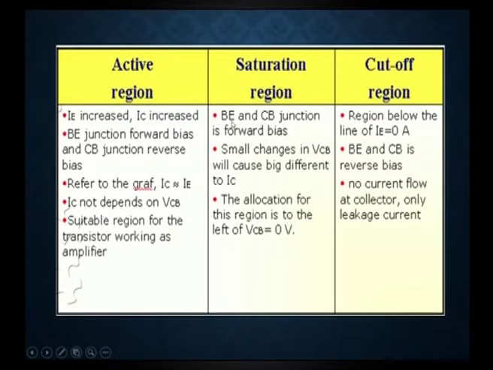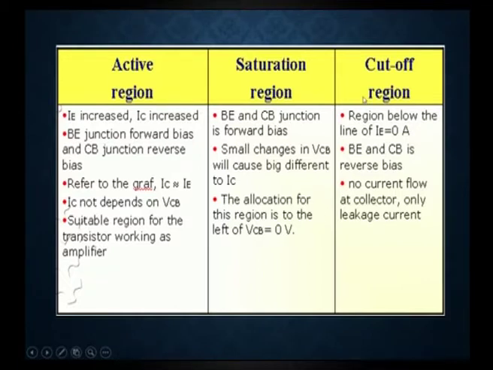So, base to emitter and collector to base junction is forward biased here, and small changes in collector to base voltage will cause a big difference to collector current. This is an important thing we need to remember in the saturation region. Also, the location of this region is to the left of VCB, that is, when the collector to base voltage is 0.